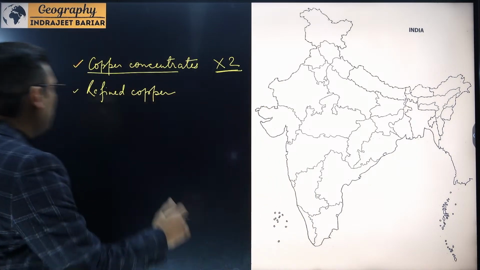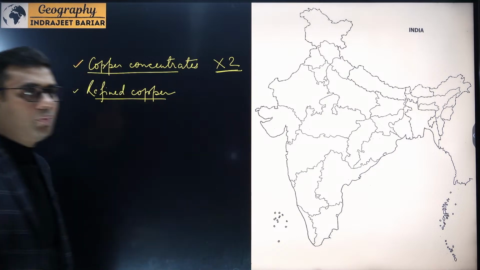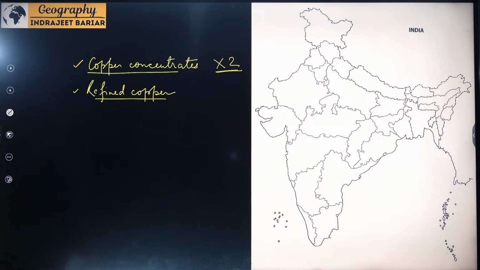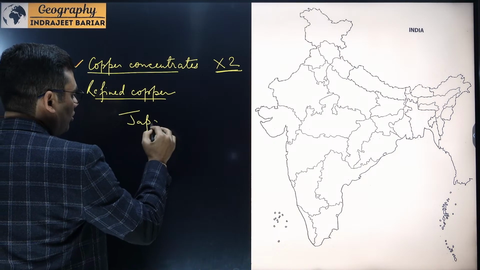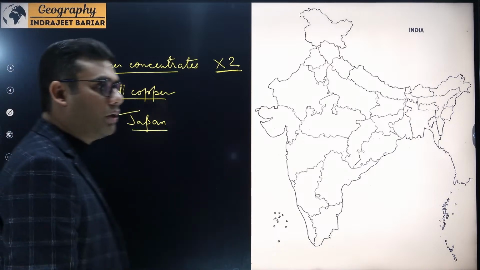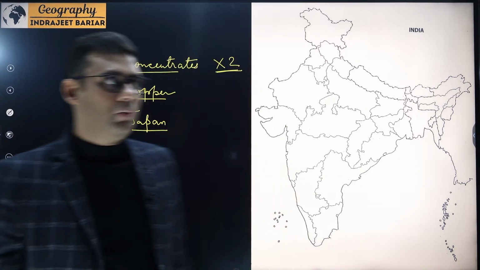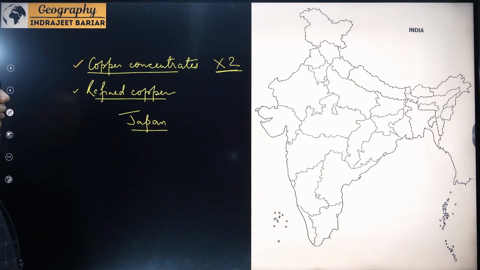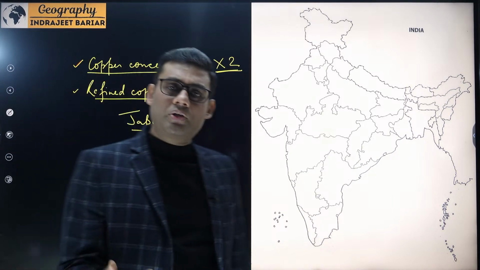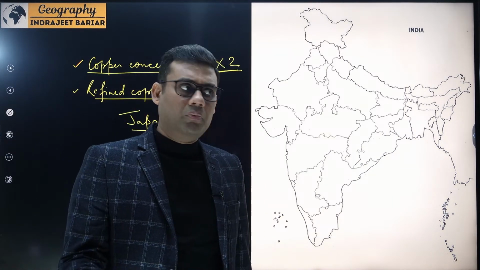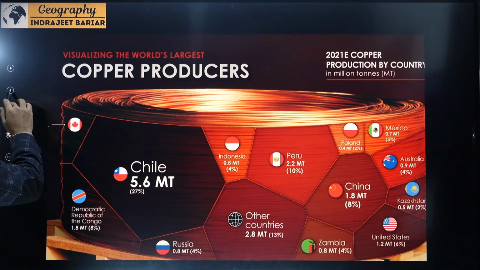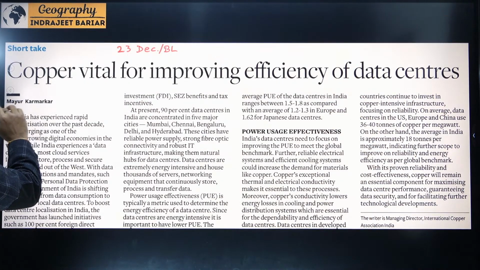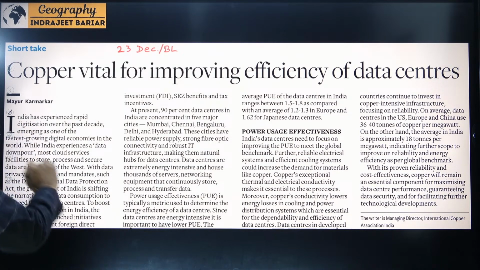At the same time, if we talk about refined copper, import has also increased. And in case of refined copper specifically, we are dependent on one country, that is Japan. So this would be a very important fact with respect to prelims. We are majorly dependent on Japan, with almost 80% of our refined copper being imported from Japan itself.